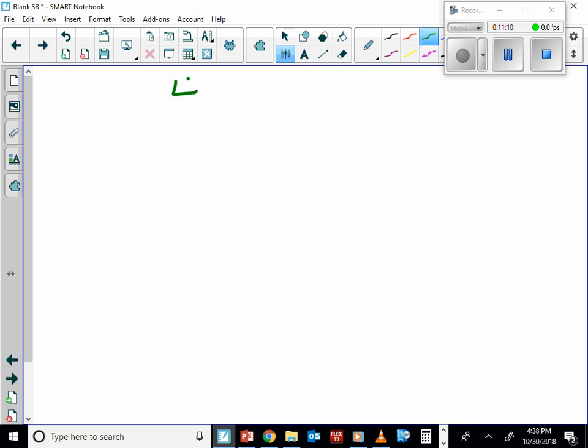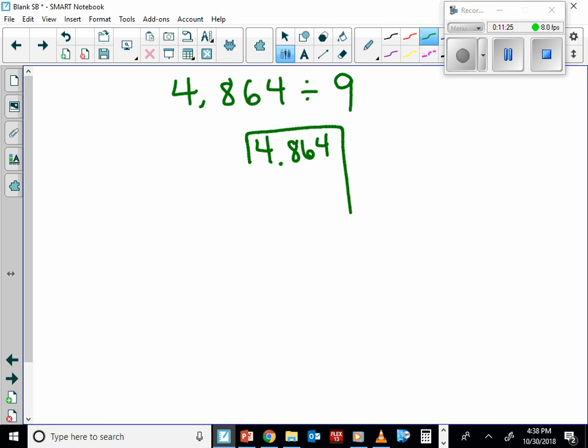So we'll do 4,864 divided by 9. I think I already did 9, but that's okay. 4,864 divided by 9. I'm going to write really tiny for this one. Okay. I'm thinking big, giant numbers. And again, the magic number is 50. Let's start with that and see where we can go with it.